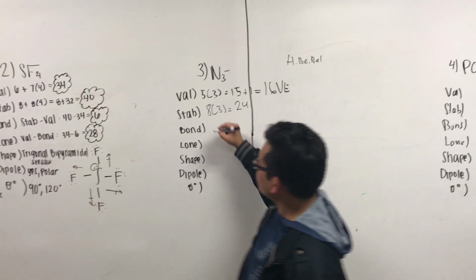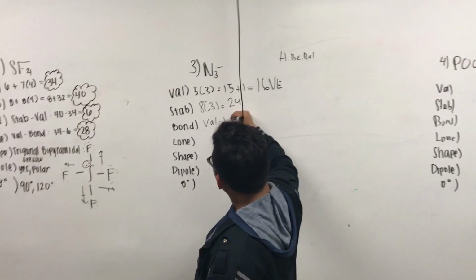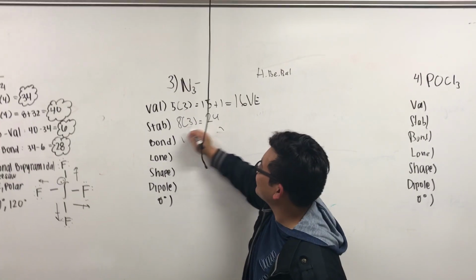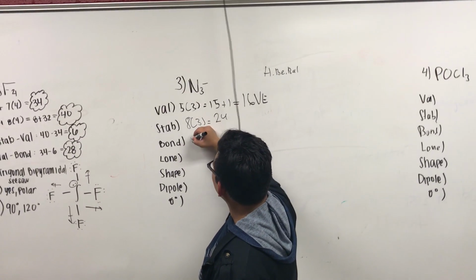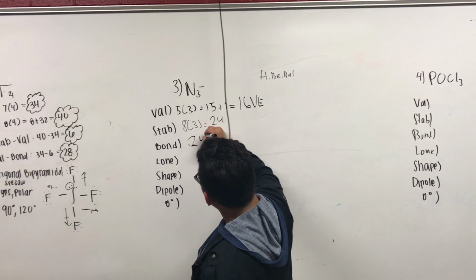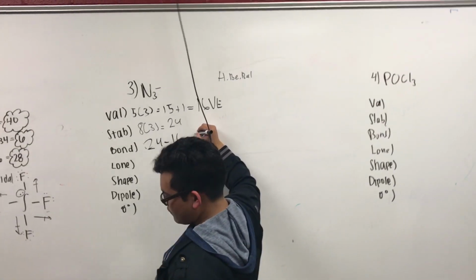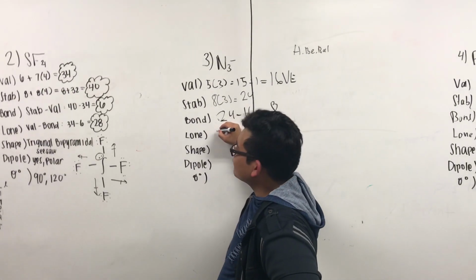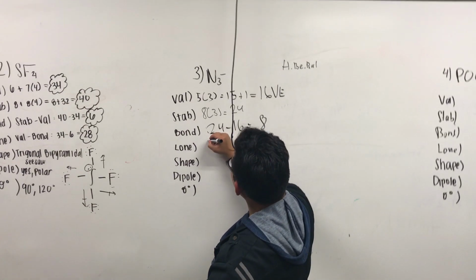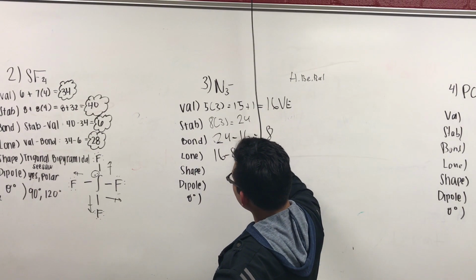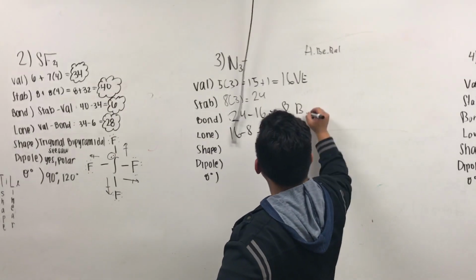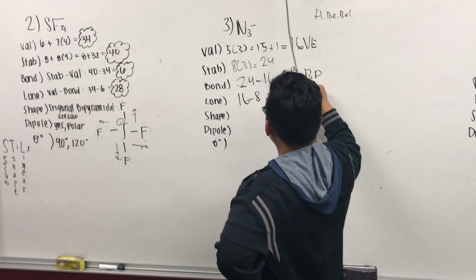What's the bond? 24 minus 16. Stab minus val. Okay, fine, it's stab minus val. So 24 minus 16 is 8. Lone pairs? Val minus bond. So 16 minus 8 is 8. 8 bond electrons and 8 lone pair electrons.